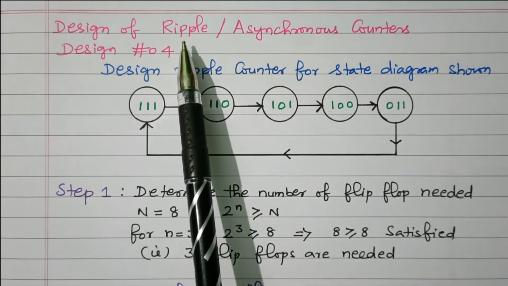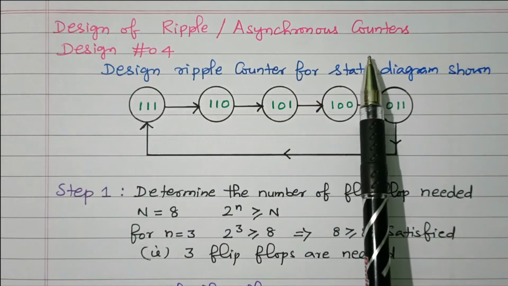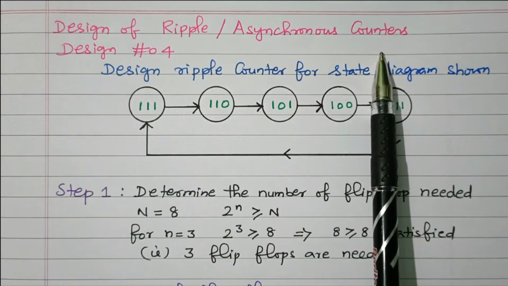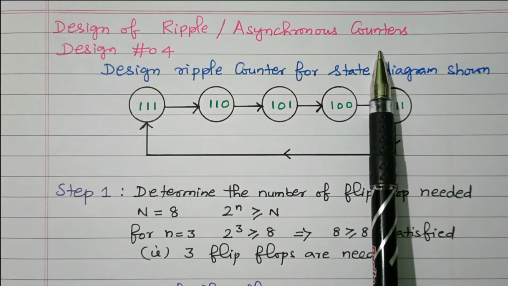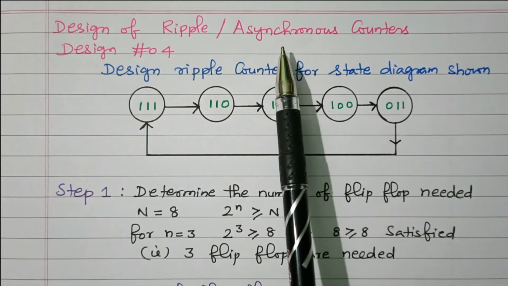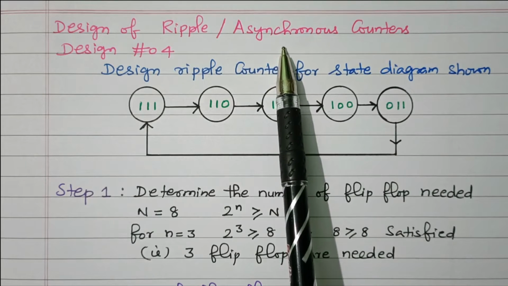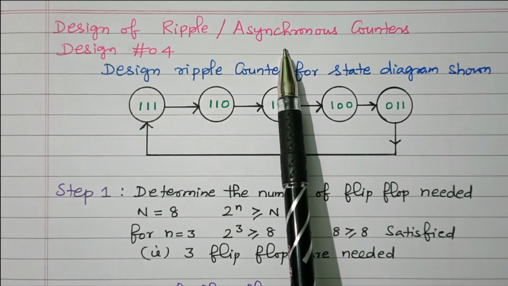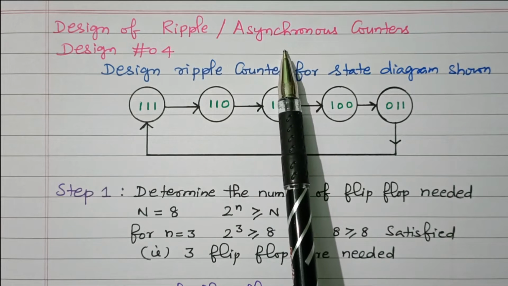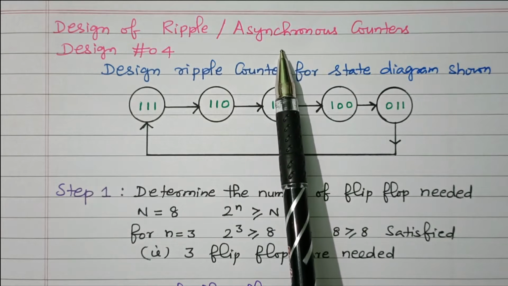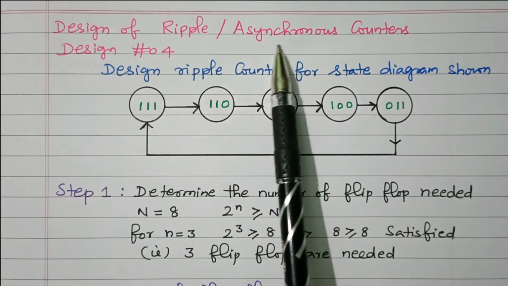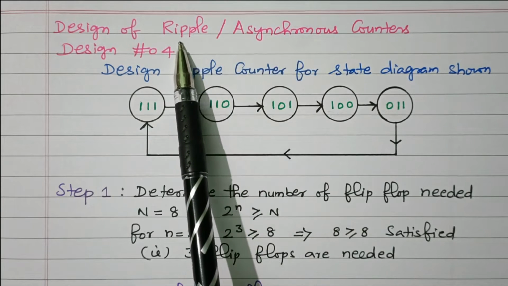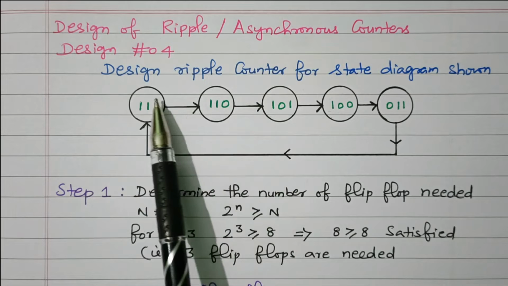Now we'll go to the topic, design of ripple or asynchronous counter. We know that a counter is a digital device made up of flip-flops that store 1-bit data. We have two types, asynchronous and synchronous. Synchronous means all the flip-flops receive the same clock pulse. Asynchronous means the first flip-flop receives the clock pulse, and the output of the first flip-flop is given as a clock pulse to the second flip-flop. So the second flip-flop's operation is based on the first flip-flop, so the operation is not synchronized. That is called an asynchronous counter. It is also called a ripple counter. Now we'll see the design.